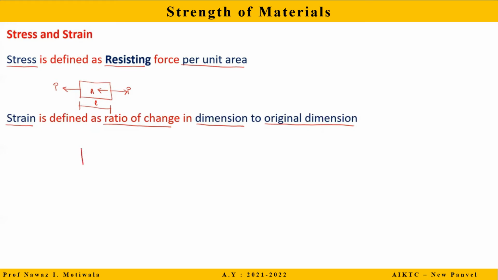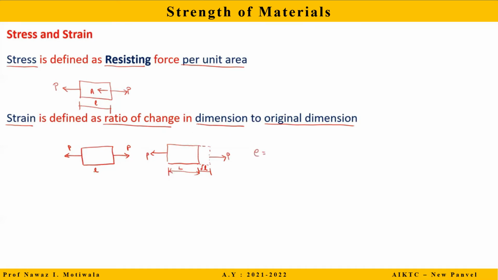Again, let me consider an example. Let us say there is a bar of length L subjected to some load P. Now, because of this load P, this bar will try to extend like this. Let us say it is extended up to this length, where this extension is delta L. So because of this application of load, the bar has extended by the quantity delta L. Now if I apply the strain relation, strain is denoted by E.